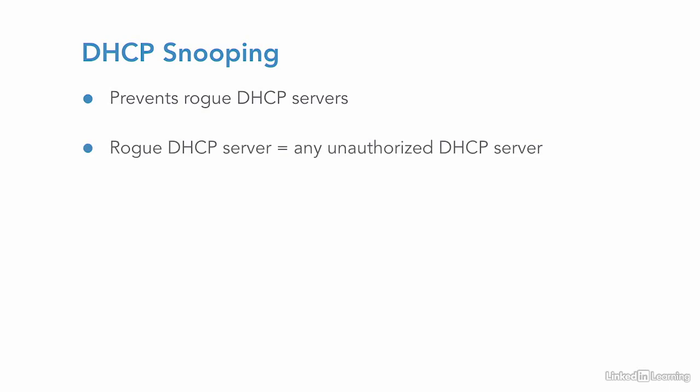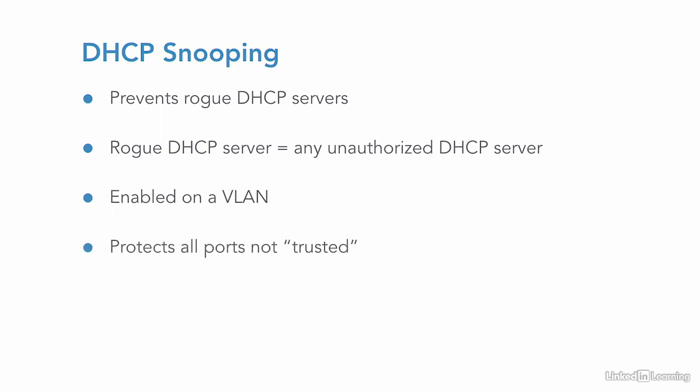DHCP snooping is a method to prevent rogue DHCP servers on a network. A rogue is any unauthorized DHCP server on a network, either accidentally or one with malicious intent. When snooping is enabled on a VLAN within a switch, it will protect any ports configured for that VLAN that are not designated as trusted ports.